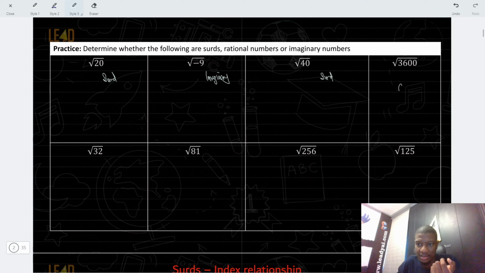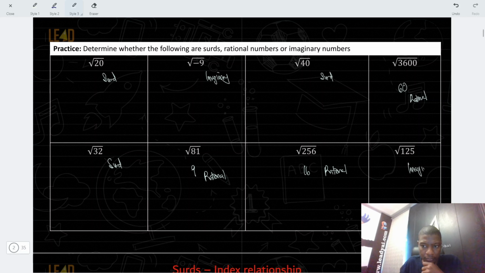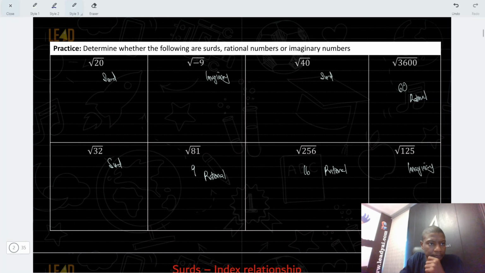This is 60, right? Because 60 times 60 is 3600. So this is a rational number. This is a surd. This is 9, so it's rational. This is 16, so it's rational. This is imaginary. Okay, so yeah.